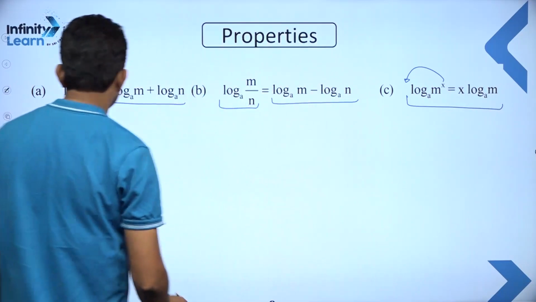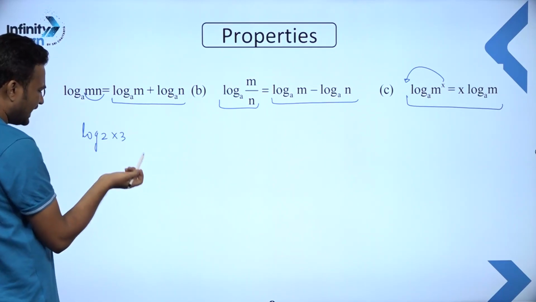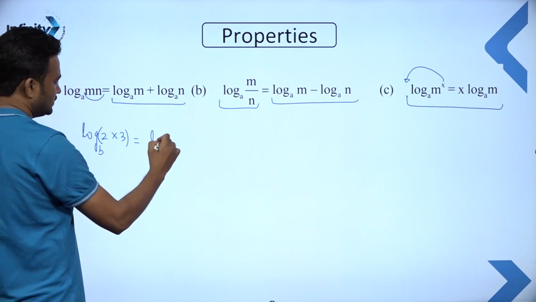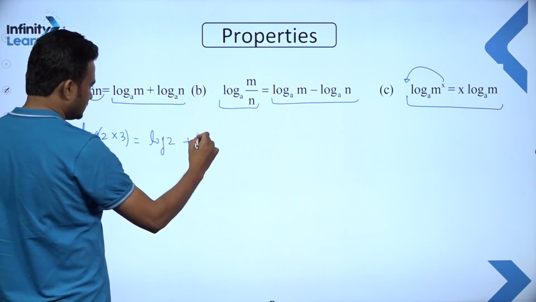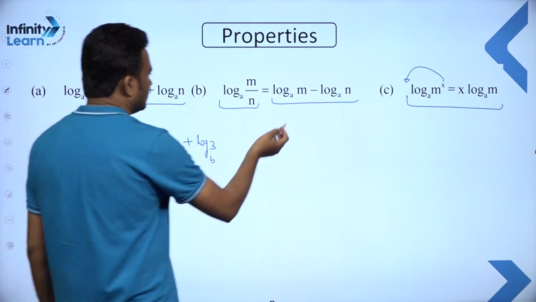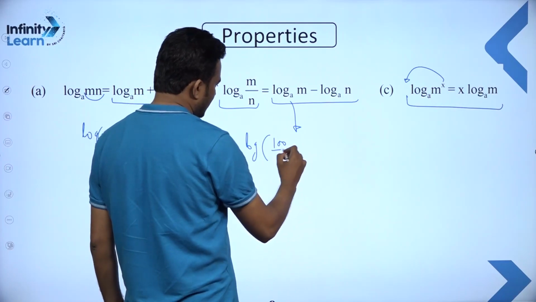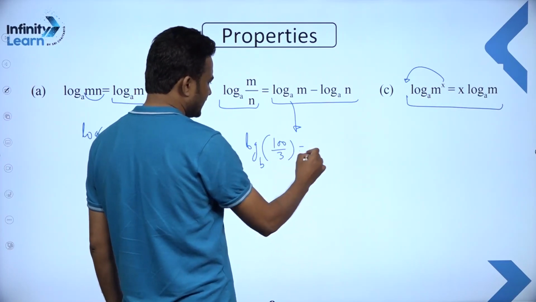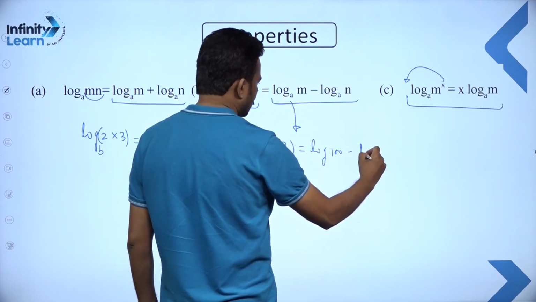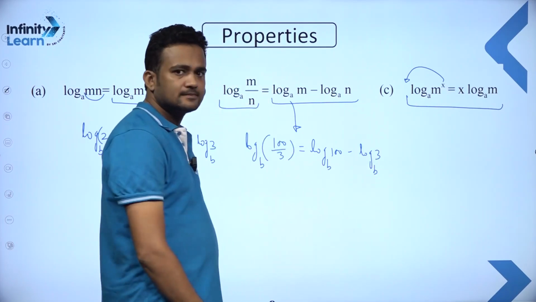Right. For example, if I ask what is the value of log 2 into 3 for any base b? How will we write this? You can use this property. So this will be log 2 plus log 3 and the base will be b. If I ask what is the value of log 100 by 3 for any base b? In the case of division, we can subtract them. So we'll get log 100 minus log 3 and the base should be b.